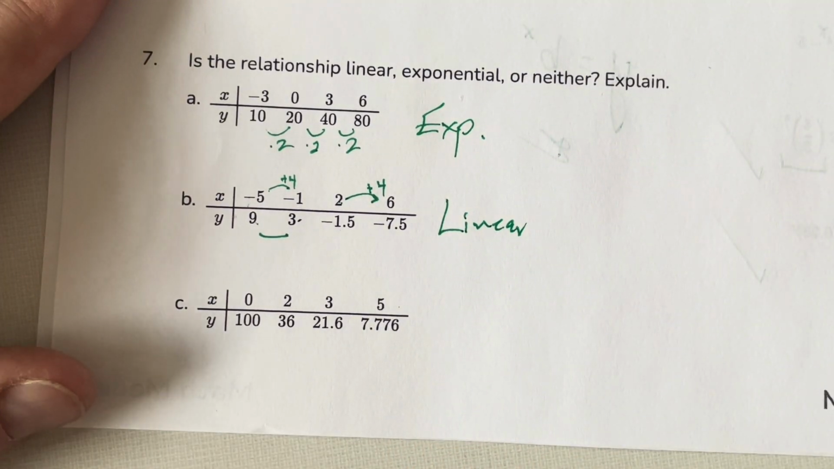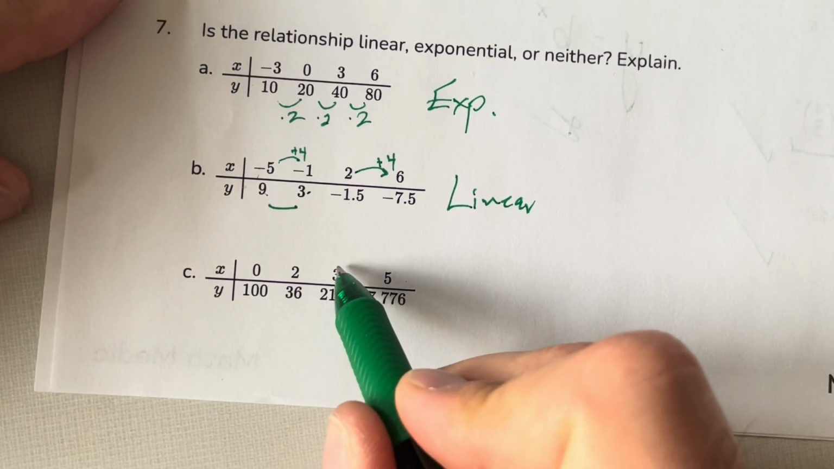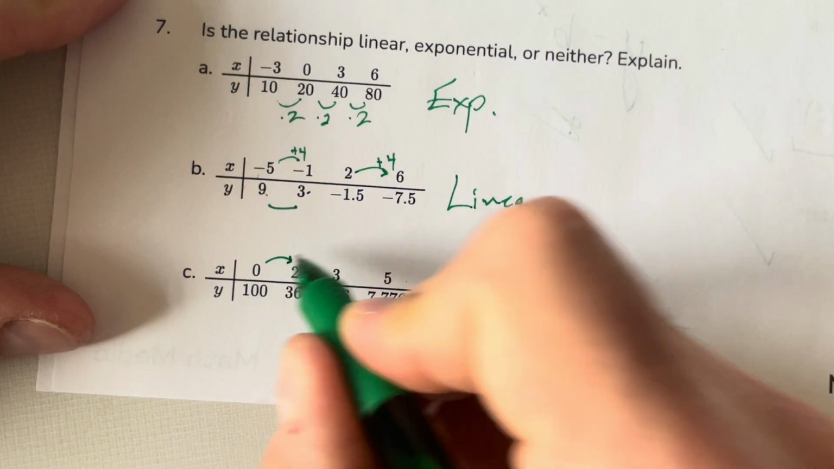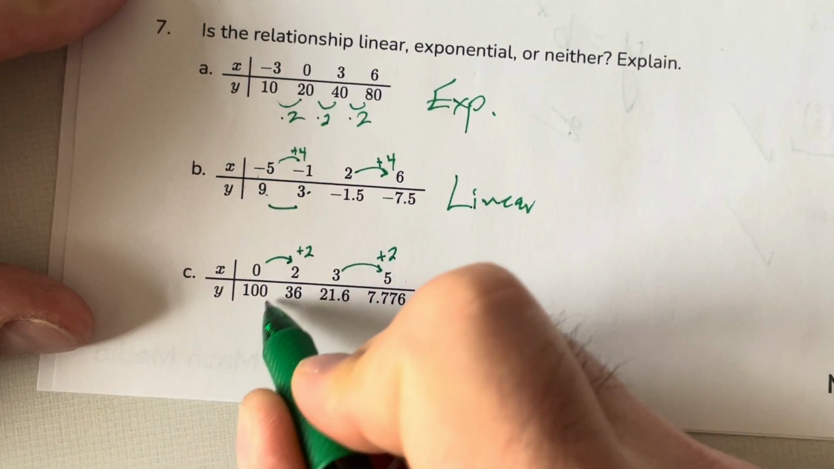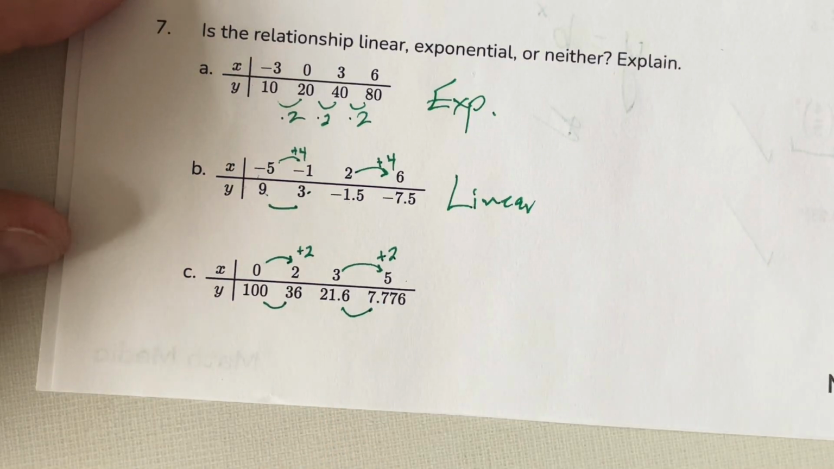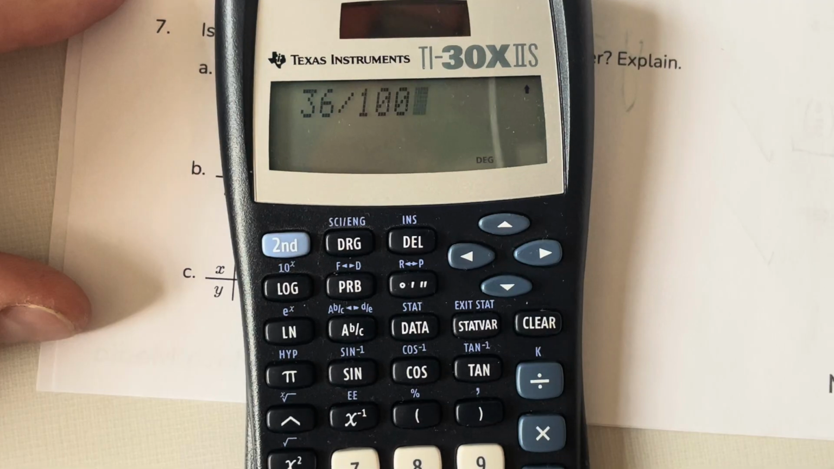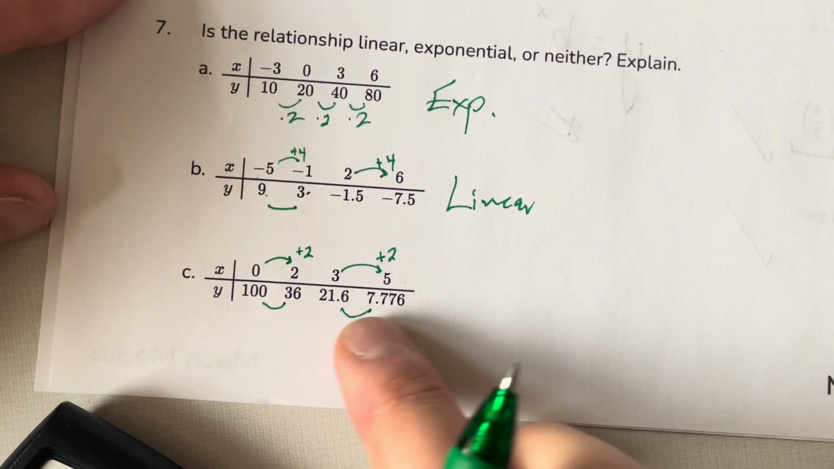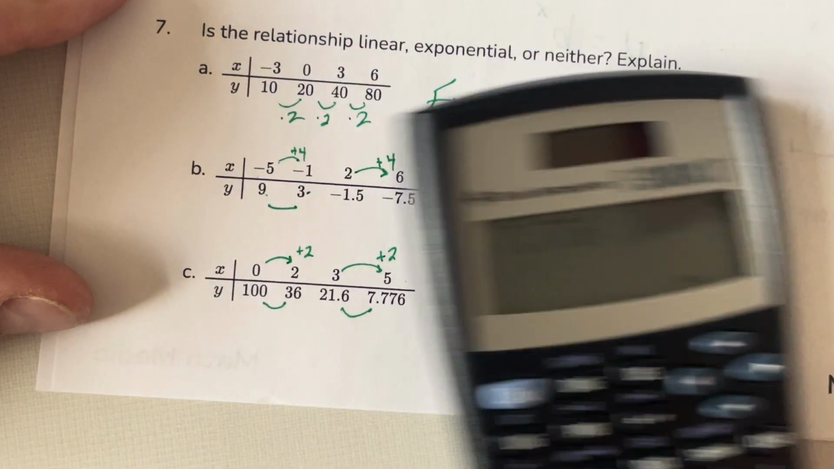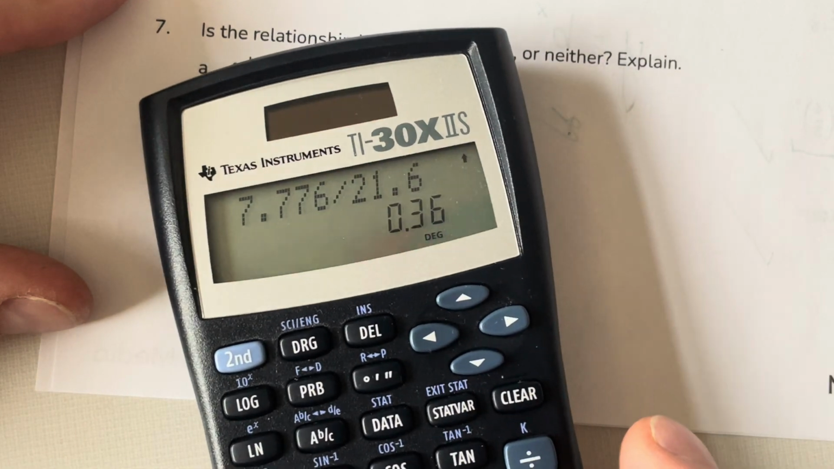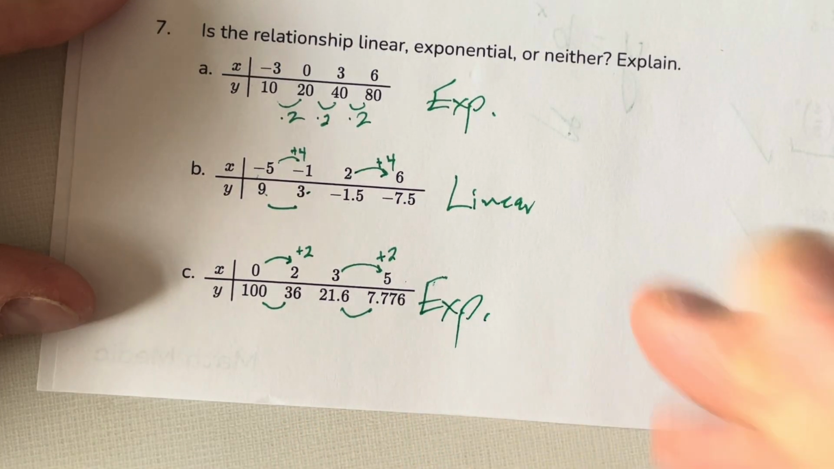Okay, and the last one. So I see we're going up by 2, going up by 1, going up by 2. I'm looking at these that are going up by the same amount, and seeing, is there a growth factor or decay factor? So 36 divided by 100, well, that'd be 0.36. Will I get that same answer when I do 7.776 divided by 21.6? We get the same answer. So this one is decay. It is exponential. Let's move on.